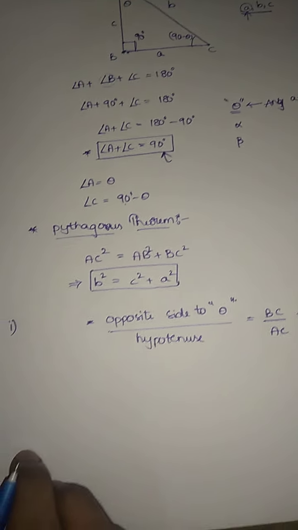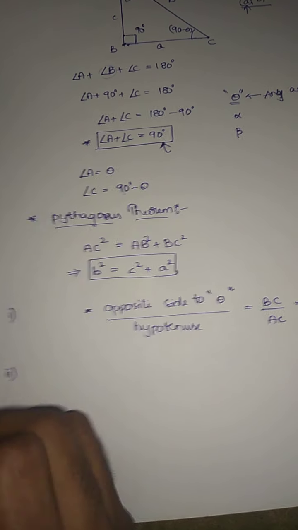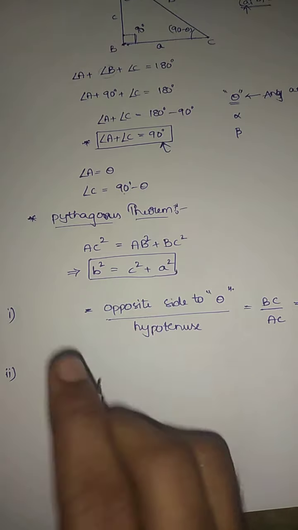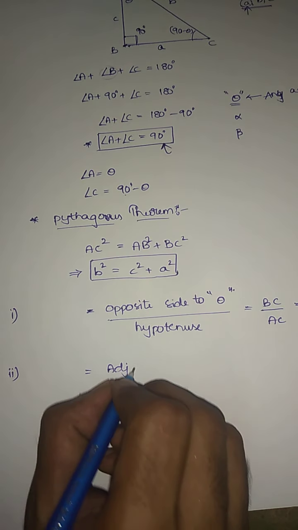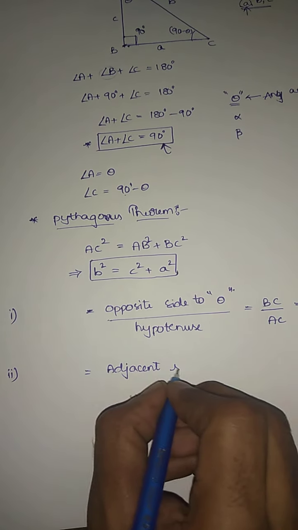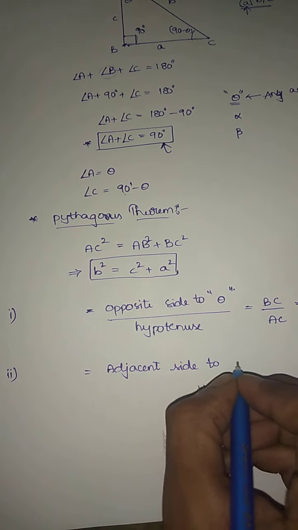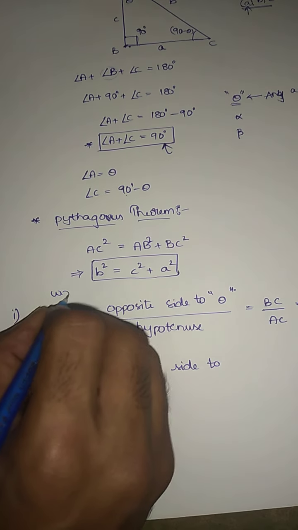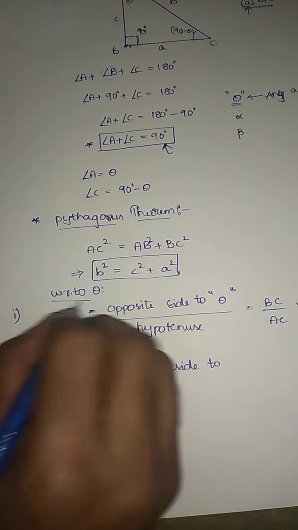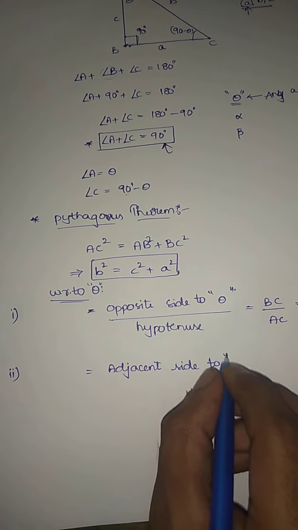I'm going to write the other possible ratios. So also we can write adjacent side to theta. Again, because I'm writing with respect to theta, I only write theta here.